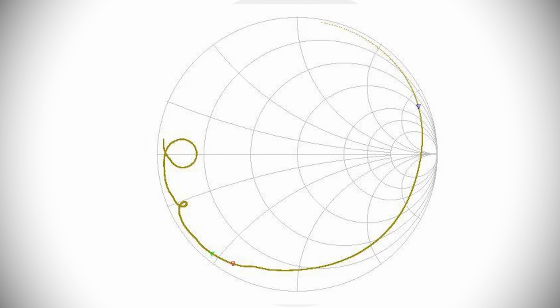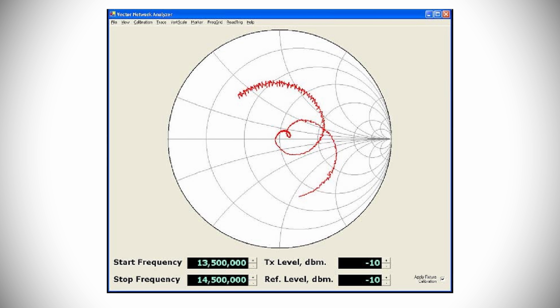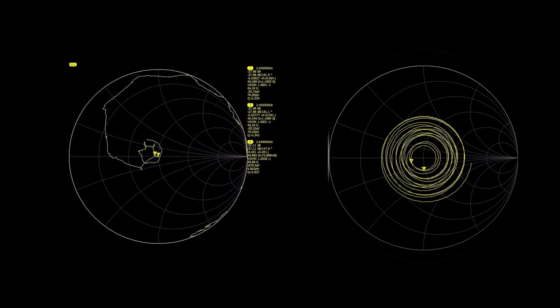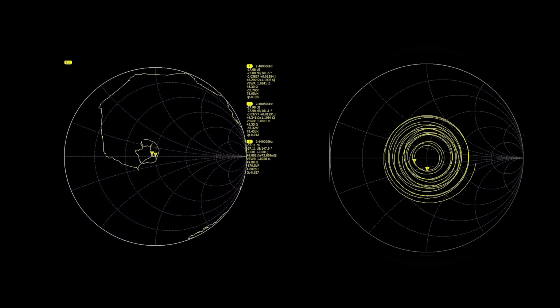So instead of matching one point on a Smith chart, you try to bring that curve as close to the center as possible over the range you care about. So even then, the chart is still useful.